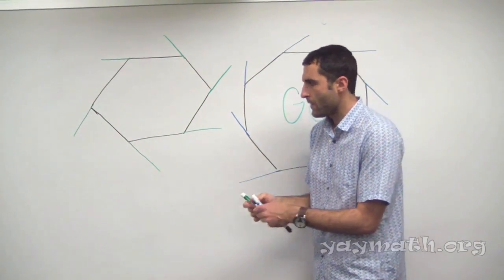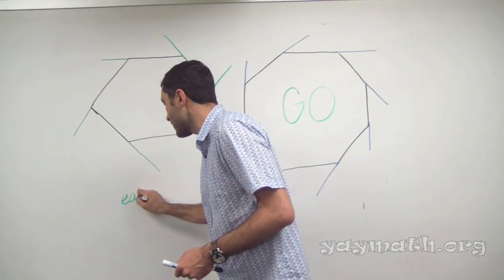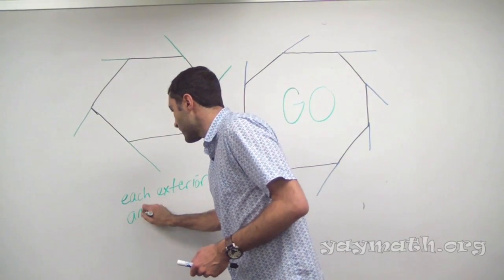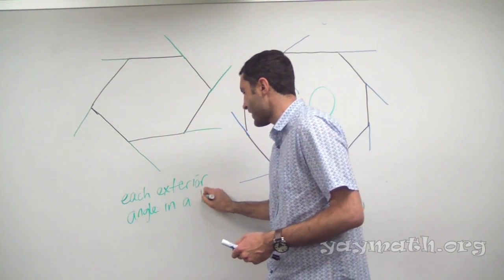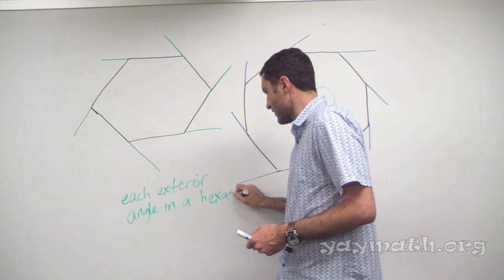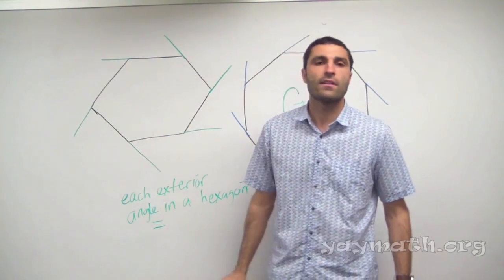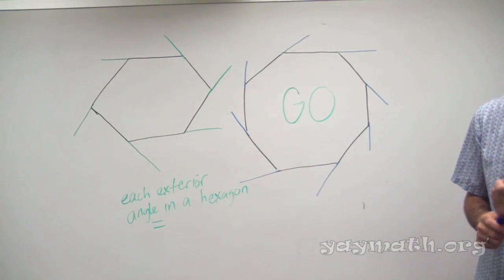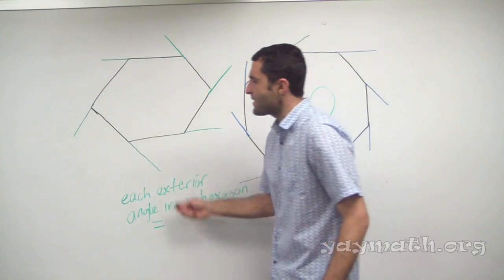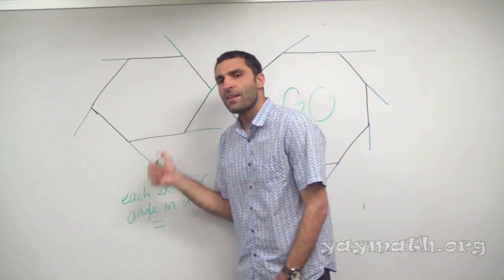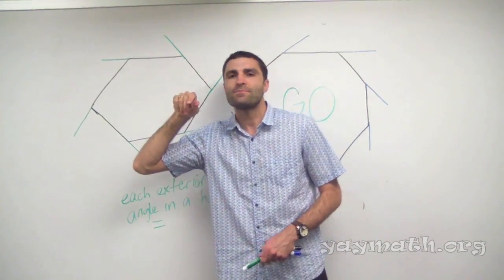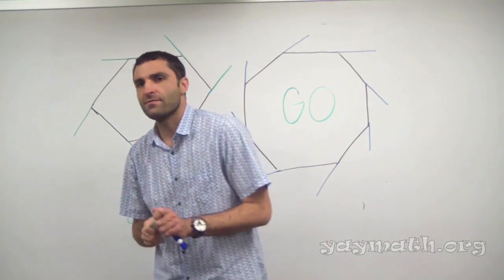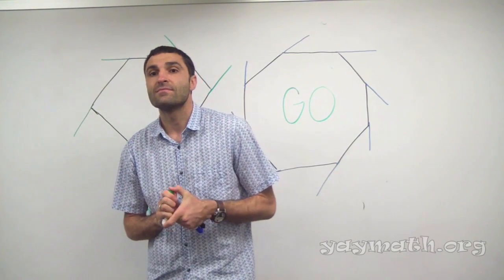So each exterior angle in a hexagon equals... What do you think each exterior angle would be? If you know that there are 6 of them, and they add up to what again? 360. Wait, 6, 720?